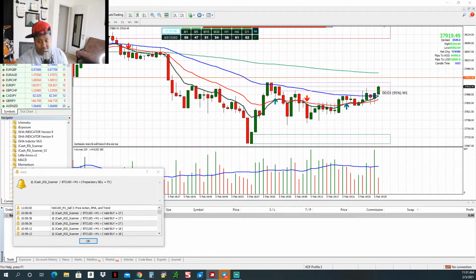I will say this, the candle went where we wanted it to go. Started heading up, so that's good. And I would have taken my profit.